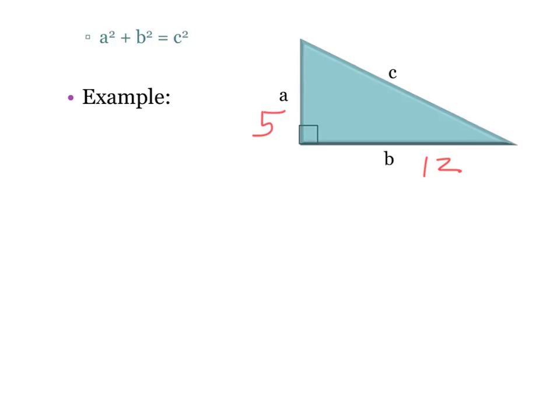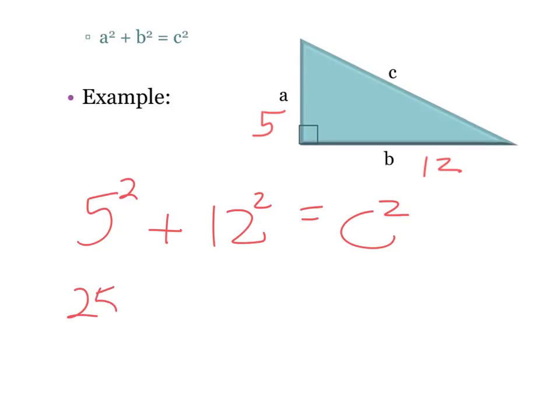So here's our example, my first one. Let's say that this leg here, A, is 5. This leg B here is 12. What this says is we take A, that's 5, and we square it. We add to that B, and we square it. That equals C squared. So remember, squared means times itself. It doesn't mean 5 times 2. It means 5 times 5. So 25 plus 144 equals C squared.